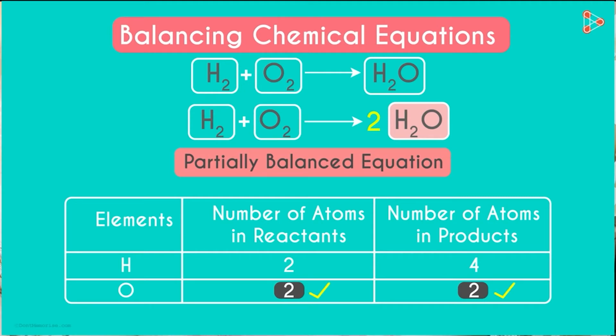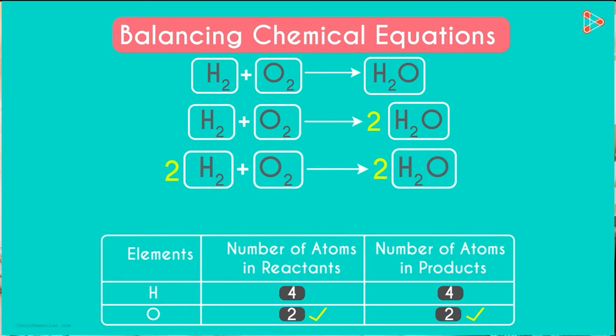But now look at the screen properly. Hydrogen is not balanced now because we have multiplied with 2 on the RHS. Now you can see hydrogen is 4 on the RHS but it is 2 on the LHS. Now multiply hydrogen with 2 on the LHS. Now you can see, and keep writing in the table also.